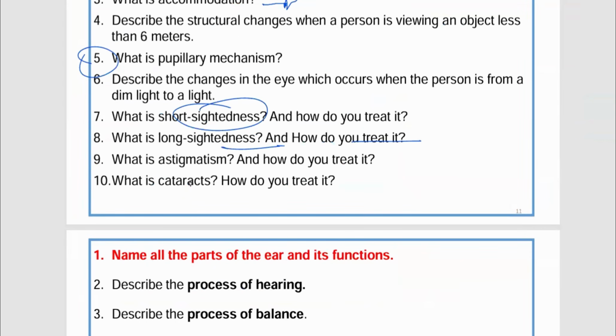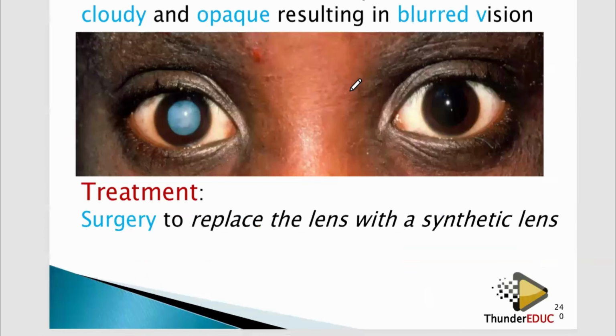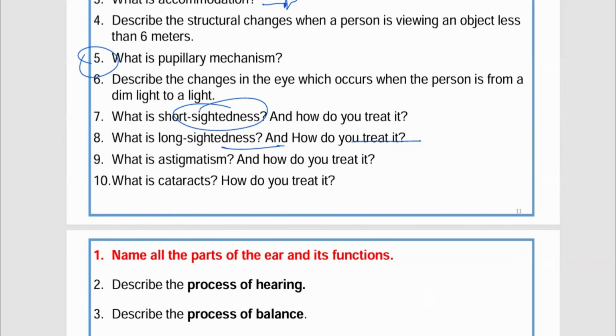Astigmatism, basically this one is you form multiple images, and then here you can put on the prescribed lenses. Very common in old age. Then the cataracts, that's when the lens of the eye crystallizes. It becomes milky, it becomes opaque, you can't see anything, which we call the cataracts. Have you ever seen this situation? So what we do, we do surgery to remove it, and then we replace it with synthetic lenses. That's how you can treat cataracts.